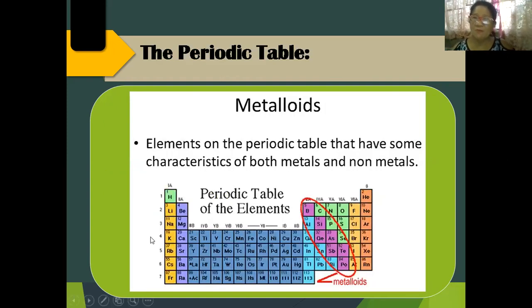So in the periodic table, as I said, this ladder here separates a metal from a non-metal. Metal resides on the left side of your periodic table. Non-metal resides on the right side. The demarcation between the metal and the non-metal are the metalloids, the violet in color, this one. The boron, silicon, this one, until polonium. Okay, they are metalloids.